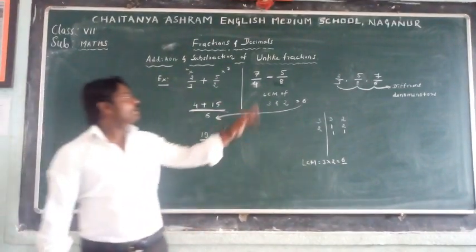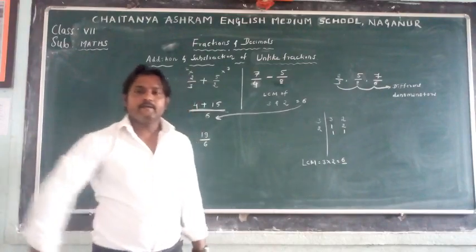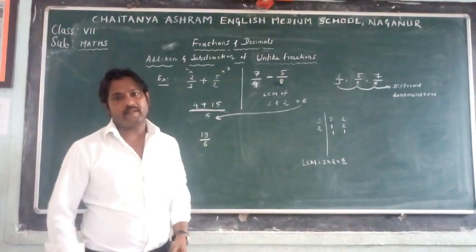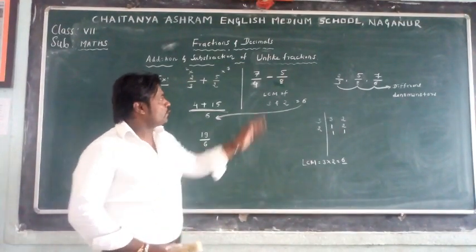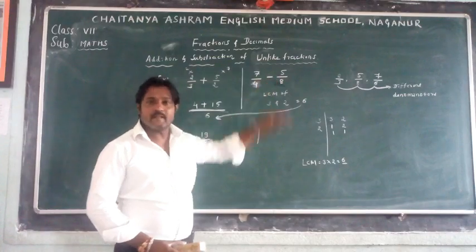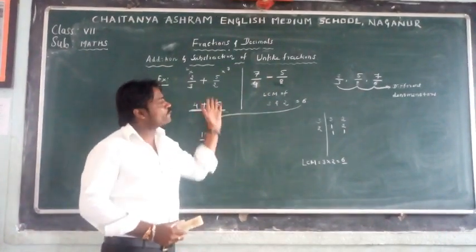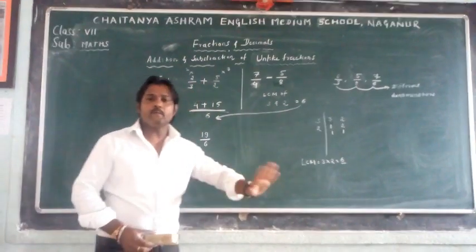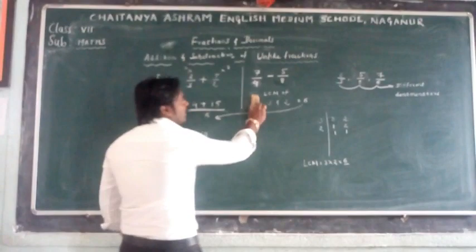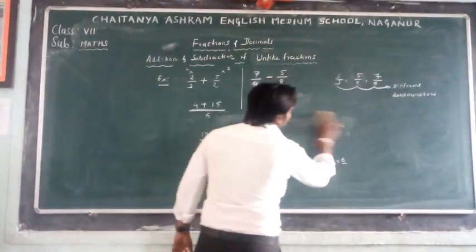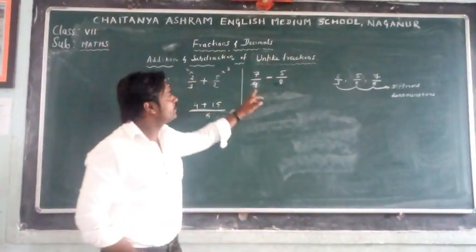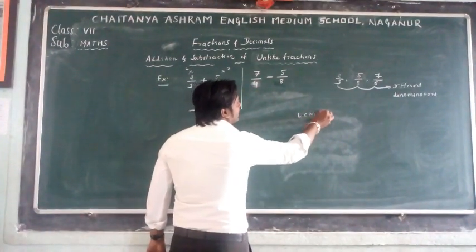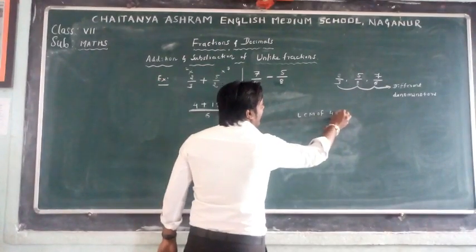So observe both fractions. Are they like fractions or unlike fractions? Both are unlike fractions. Yes. So to find the difference of these two fractions, we follow the same procedure, as we did in the first example. That is, what should we do? We should find the LCM of 4 and 8.